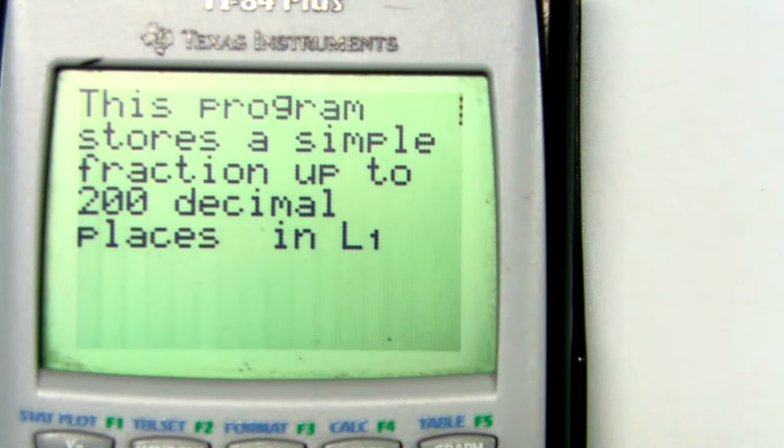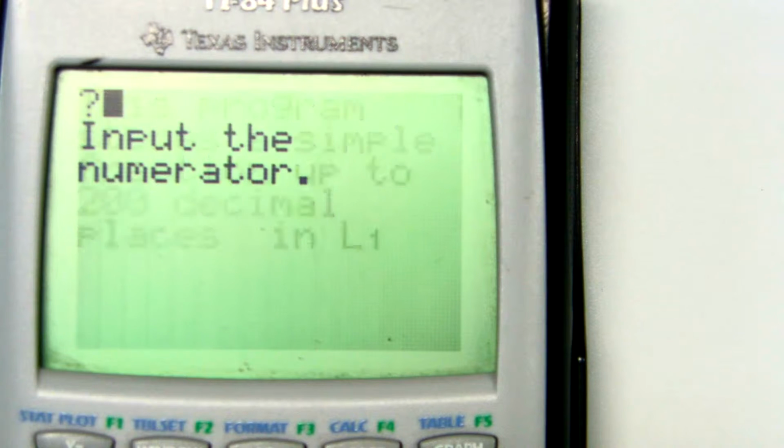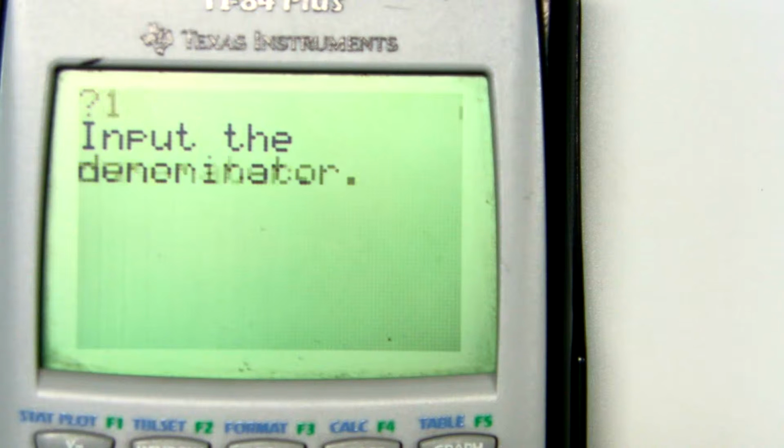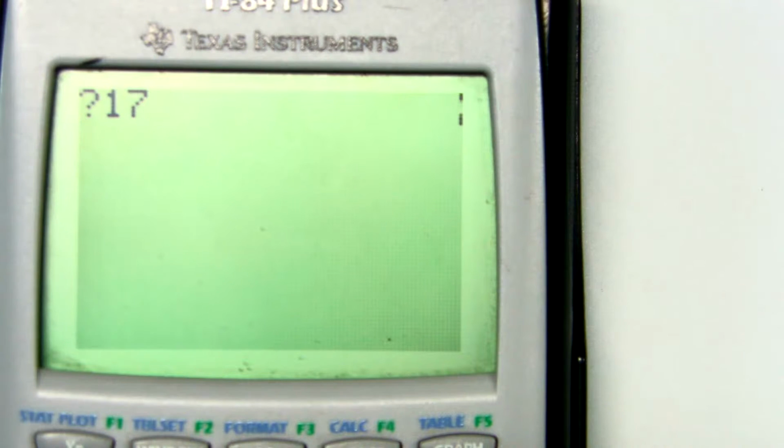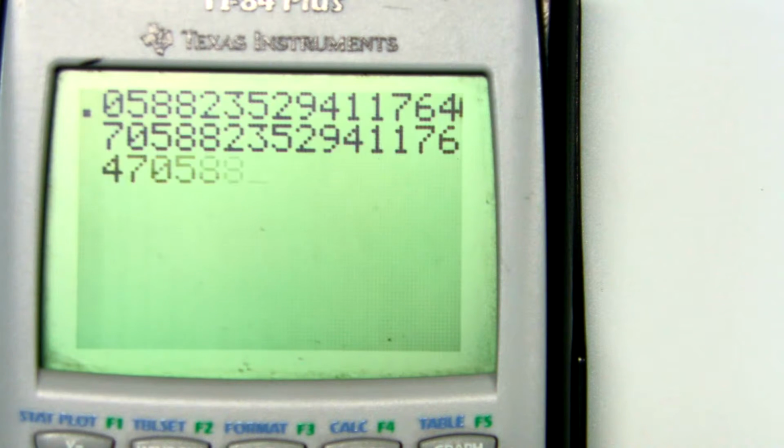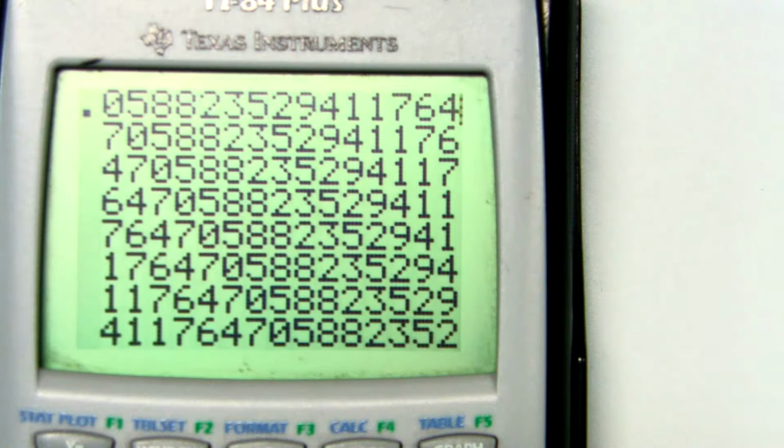All right. So this program stores simple fraction up to 200 decimal places in L1. Let's do 1/17 since we just did it. Now, the calculator is doing what I did longhand, and then I have it store it in a list on the calculator, so I can actually go up to 999 places. But that's the way it looks when you print it out on the screen. And I think you can recognize a pattern, and you can see the 0.05 all the way down to the 647 and see that it repeats.